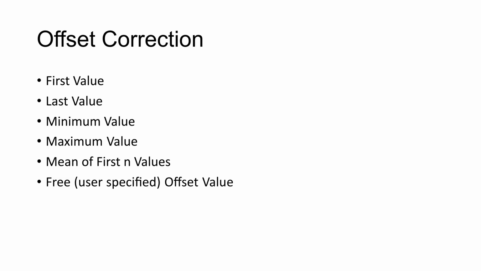In this tutorial, you learned that the Analysis Offset Correction tool makes it easy to remove a DC bias from a signal based on its first value, last value, minimum value, maximum value, the mean of the first n values, and a free, user-specified offset value.